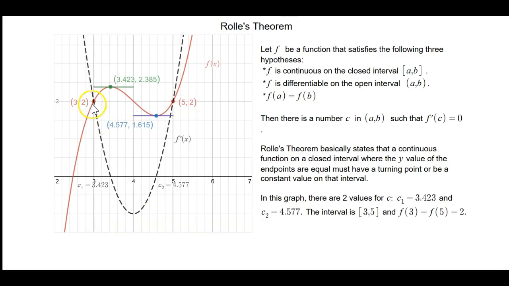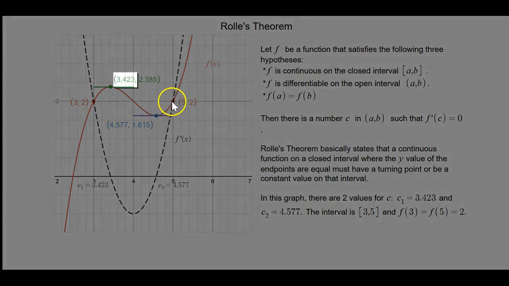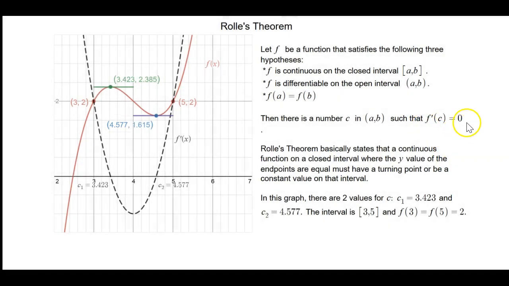So this is telling me if I start here at a y value of 2 and I end here at a y value of 2, if the function's not constant, let's say it's increasing like it is here, then it has to turn around and start decreasing in order to get back to a y value of 2. So in this case, it increases, hits a local max, decreases, hits a local min, then increases again. So in this case, there are two values where the derivative reaches 0.